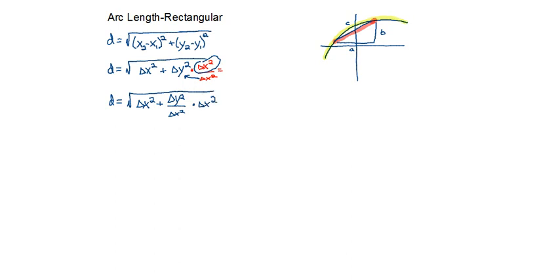Okay. Now I see that these have a common change in x squared, and so I'm going to factor those out. So here's my big square root again. I'm going to have a change in x squared, factoring that out. So when I pull the change in x squared out, I have 1 plus delta y squared over delta x squared, which is looking a little nicer now.